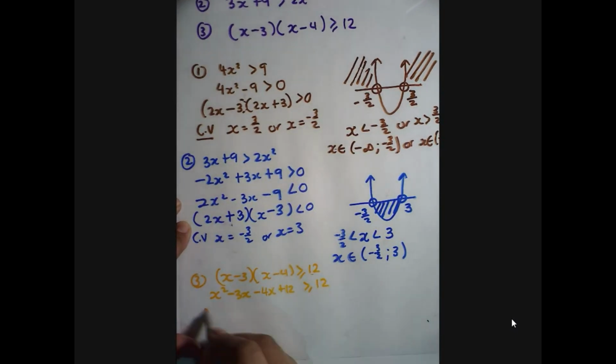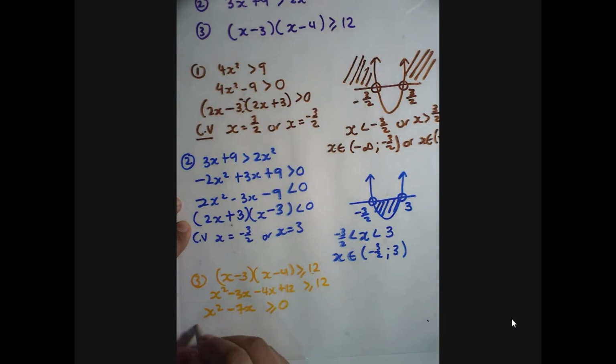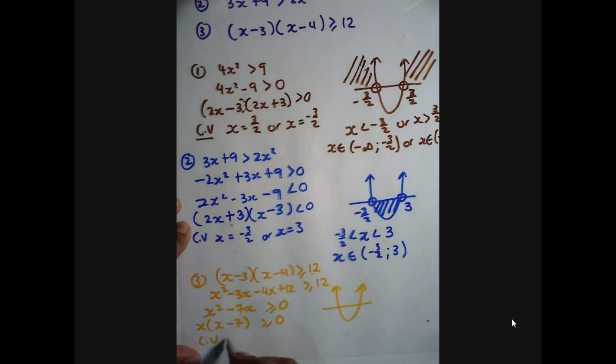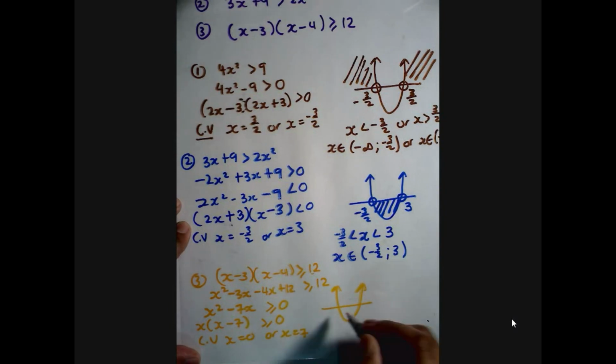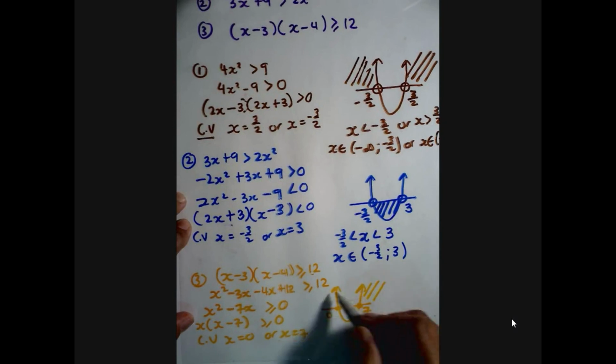Put everything onto the left hand side and simplify. Minus 7x, 12 and 12 cancel out with each other. So I'm left with 0 on this side. Then I took out x as a common factor, so x times x minus 7 is greater than or equal to 0. Now when I draw my graph, my critical values are going to be x equal to 0 or x equal to 7. So here it's going to be 0, and it's going to be closed because it's equal to, and here it's going to be 7, and then it says above, so it has to be here like that.